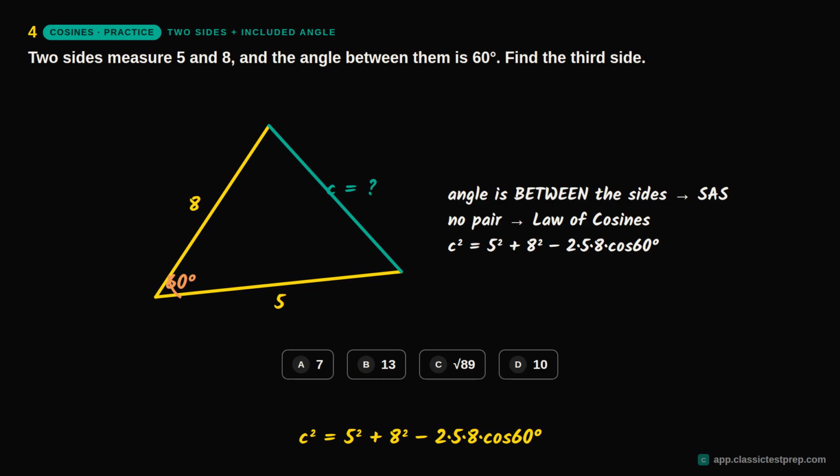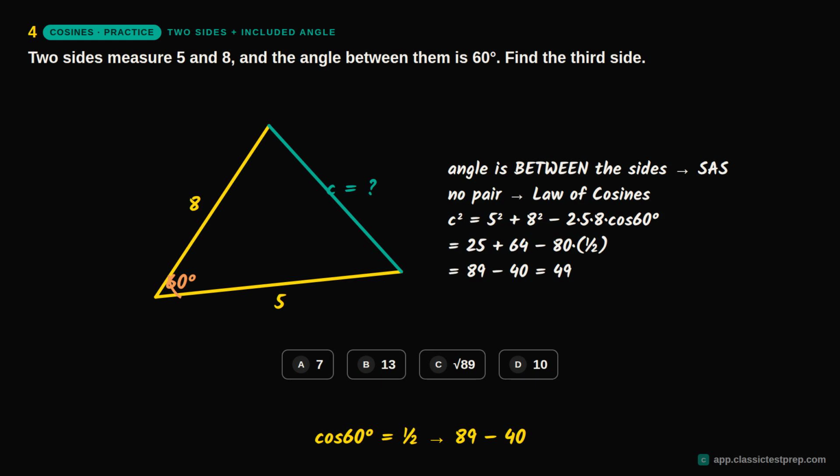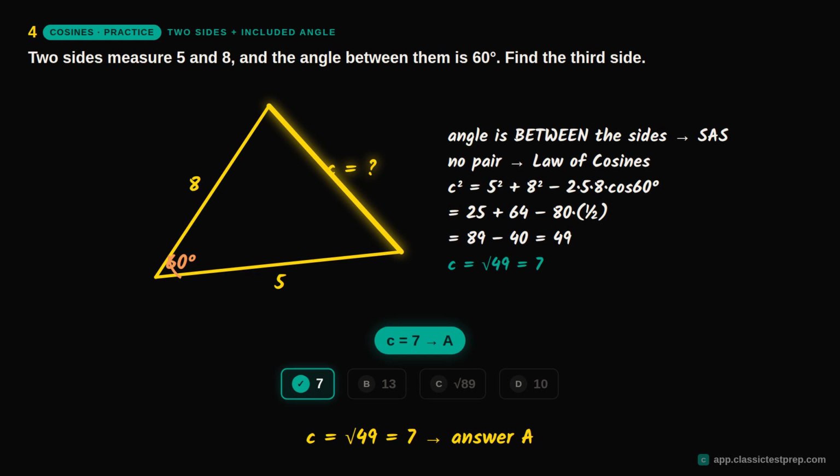Now that we've set up our equation, all we have to do is solve for C and we'll get the answer. So 5 squared is 25, 8 squared is 64, 25 plus 64 minus 2 times 5 times 8 times cosine of 60 degrees, which is 1/2. So that comes out to 40. 25 plus 64 minus 40 is 49. Square root of 49 is 7. C is equal to 7. And the third side has a length of 7.